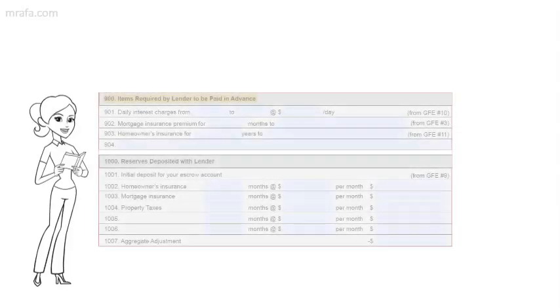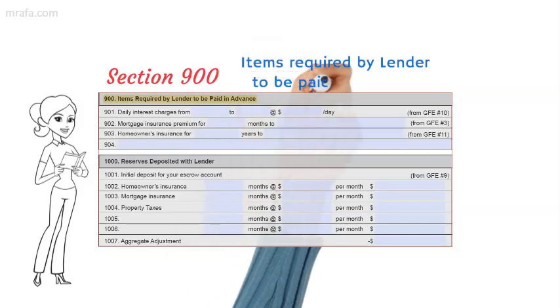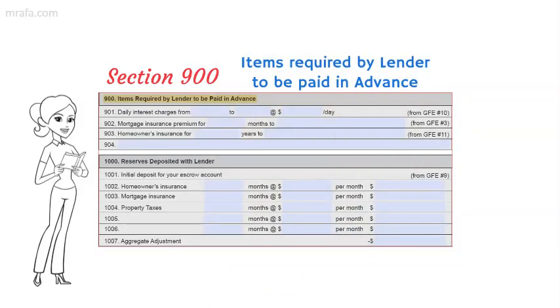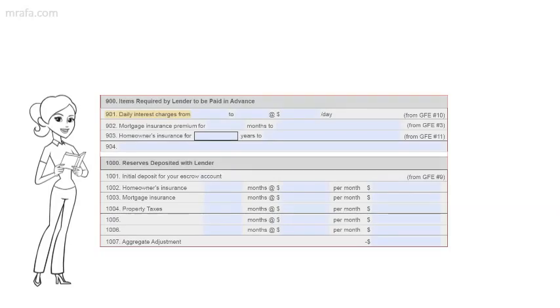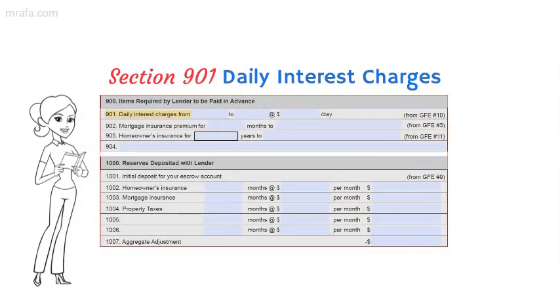So now let's go to section 900. These are the items that the lender requires to be paid in advance. So section 901, these are like daily interest charges. These are the interests that the lender wanted you to pay right away before they even fund you the money.